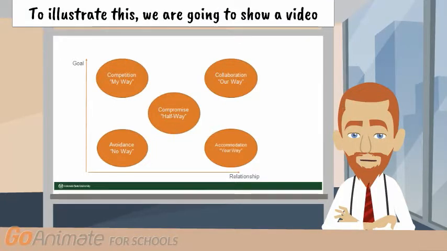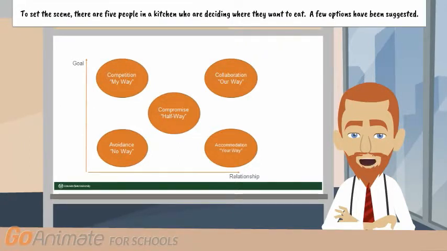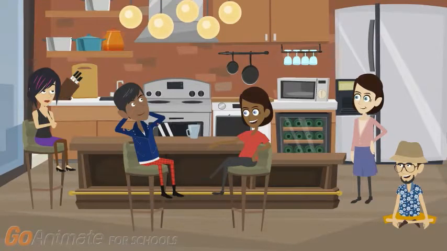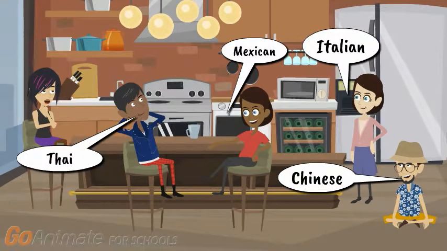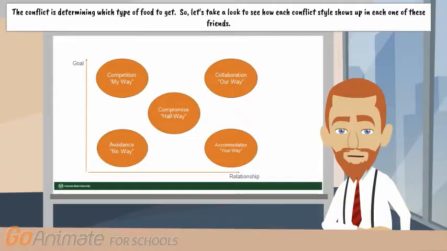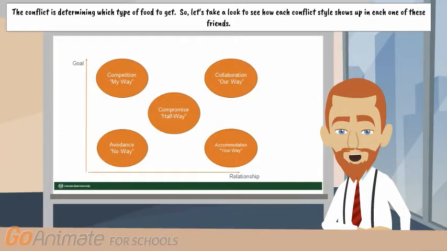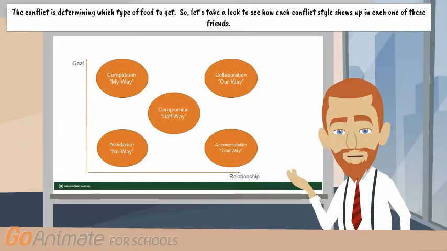To illustrate this, we're going to show a video. To set the scene, there are 5 people in a kitchen who are deciding on where they want to go to eat. A few different options have been suggested. So in our scenario, somebody asks, what do you all want to eat? And then everybody has a different opinion: Italian, Chinese, Mexican, Thai. Thus begins the conflict. The conflict is determining which type of food to get. So let's take a look how each conflict style shows up in each one of these friends when they are deciding on where to eat.